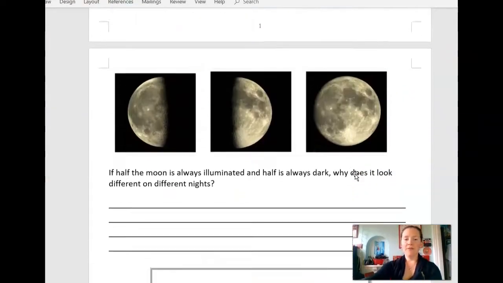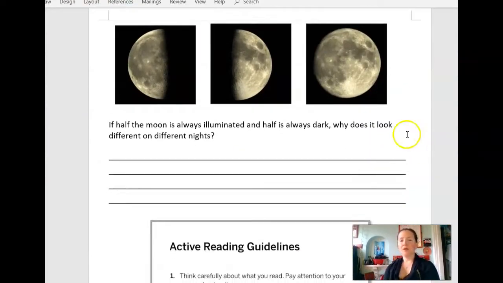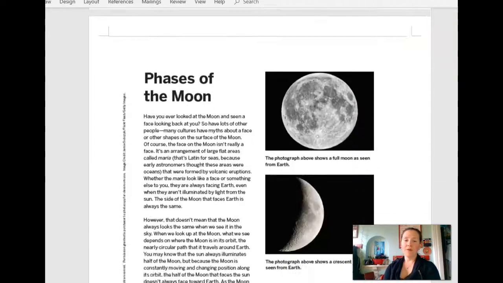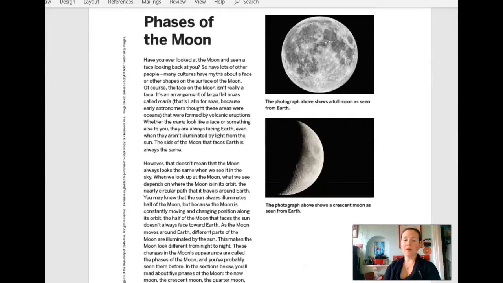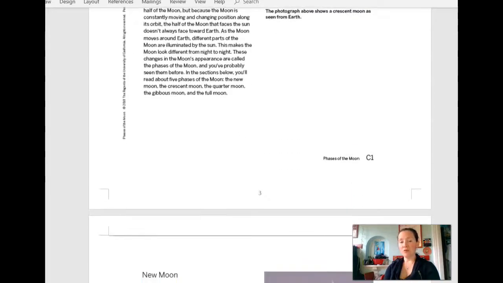So phases of the moon. If you've worked your way through the packet, you've had the opportunity to think about what's going on with the moon, what are we seeing from Earth. Last week, or before break, we talked about what gives light to the moon. There's this reading that hopefully will help you explain and understand the phases of the moon.